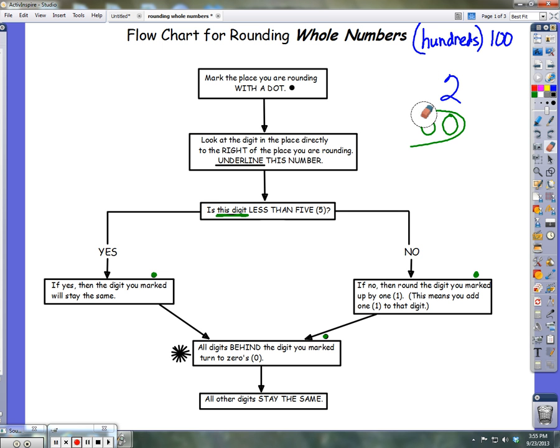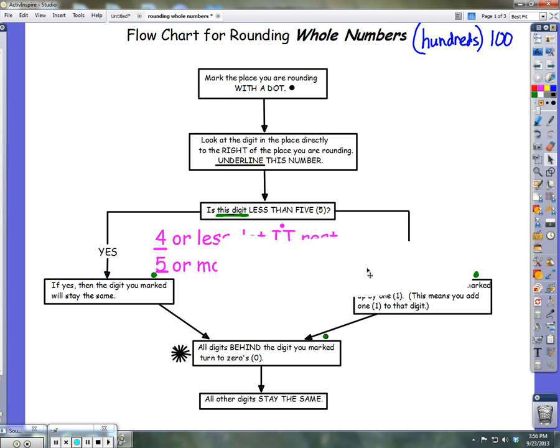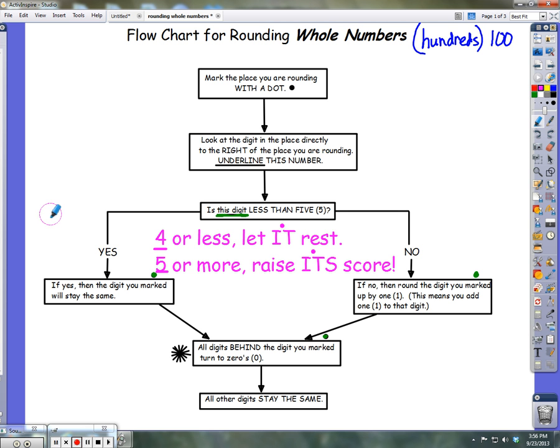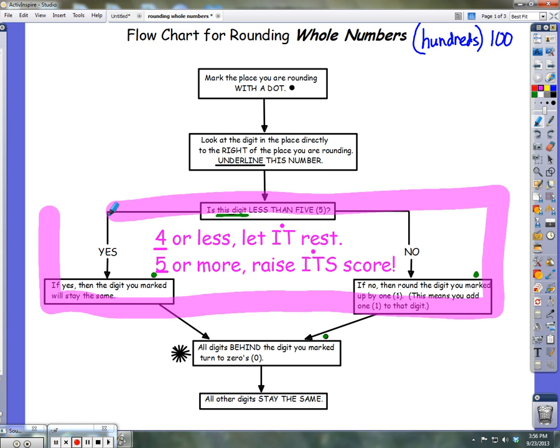Now, there's a little saying that a lot of times will help you when you are deciding if the digit you marked with the dot needs to be raised by one or if it stays the same. And I have included that right here. I've typed it in. And really what this covers, and I'm going to highlight the steps it covers, it really covers all of these steps right here. And I'm just going to highlight it like this.